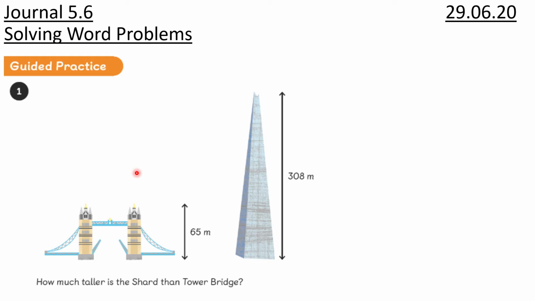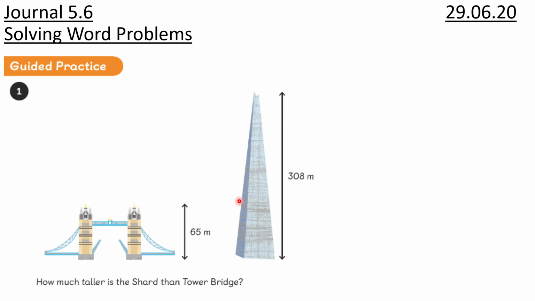It's quite short, we only have 2 questions. Now the first one said, you might recognise this building. This is Tower Bridge, and this building is the Shard. They're both landmarks in London. The question says, how much taller is the Shard than Tower Bridge? So what the question is asking us to do is to find the difference in height between the two.